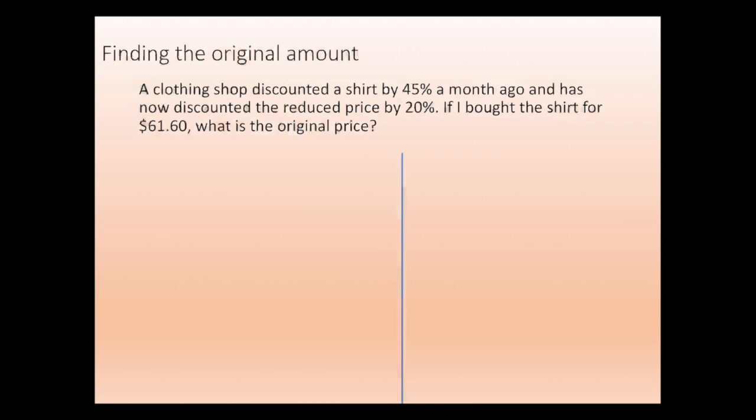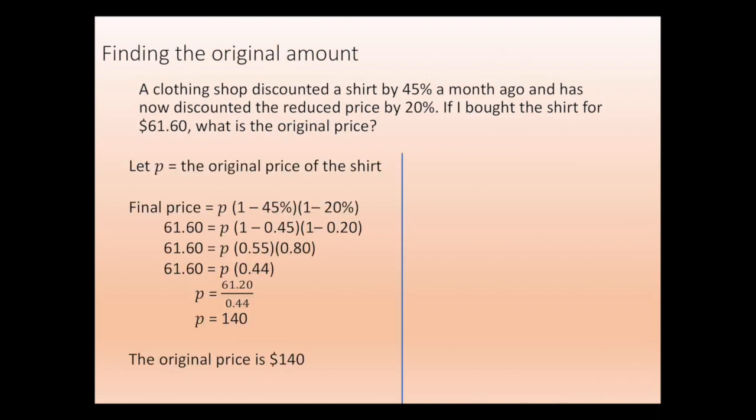And finally, the last example. We are going to look at finding the original amount. In this case, a clothing shop discounted a shirt by 40%, 45% a month ago, and now has discounted the reduced price by a further 20%. So if I bought the shirt for $61.60, what is the original price?